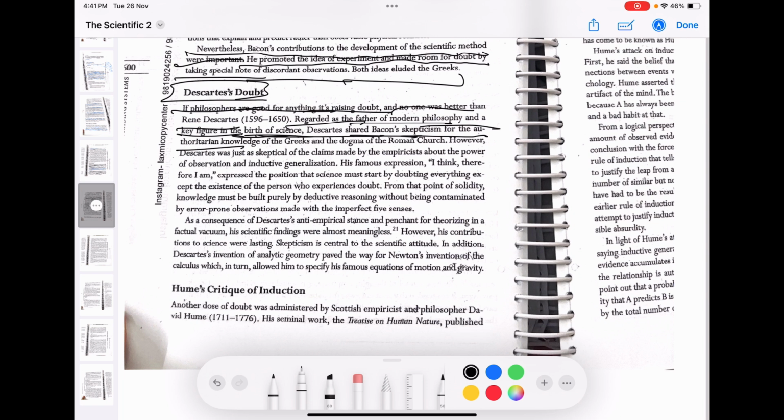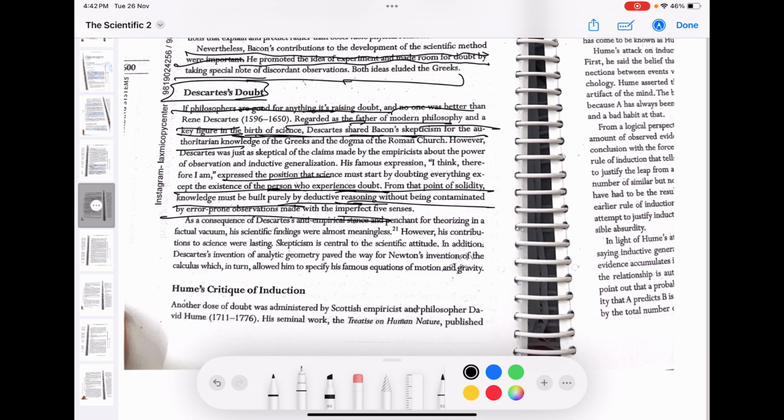However, Descartes was just as skeptical of the claims made by the empiricists about the power of observation and inductive generalization. His famous expression, "I think, therefore I am," expressed the position that science must start by doubting everything except the existence of the person who experiences doubt. From that point of solidity, knowledge must be built purely by deductive reasoning without being contaminated by error-prone observations.